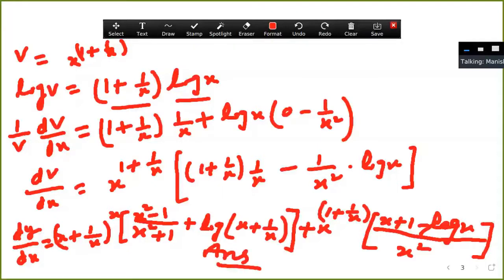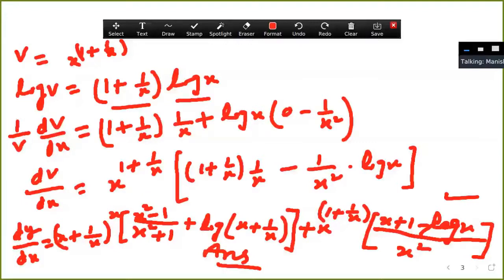Here I have taken what? LCM x, 1 plus 1 upon x, that is LCM is x, and then x plus 1, and x into x, x square in denominator. Take the LCM and then you will get this answer. Okay. Now come to the next question.